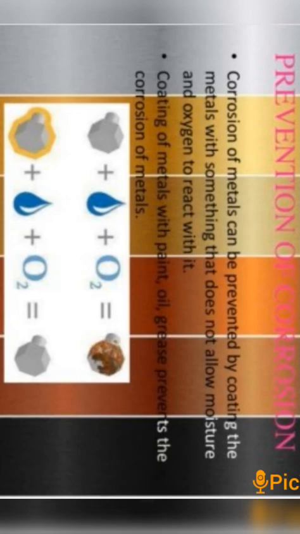The third method is electroplating. This is another useful method to prevent metals from corrosion or rusting. In this process, the reactive metal is electroplated with a less reactive metal. For example, tin is mostly electroplated on iron metals to prevent them from corrosion.